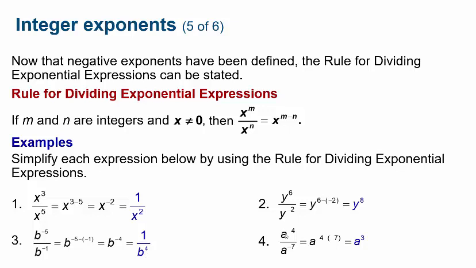This one here, a lot of negatives going on here. A to the negative 4 divided by a to the negative 7. Well, that would be minus 4 minus minus 7. Negative negative becomes positive, so minus 4 plus 7 just gets you a to the 3rd power here.